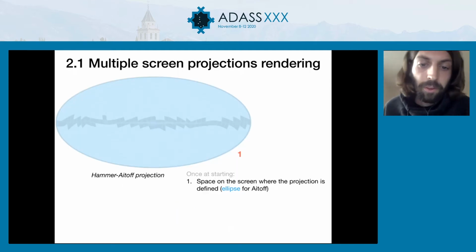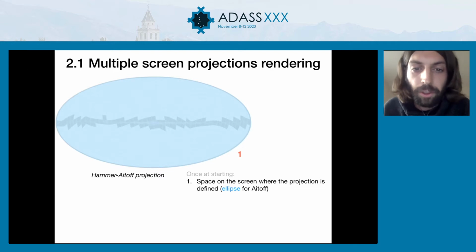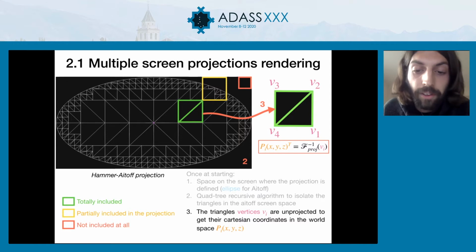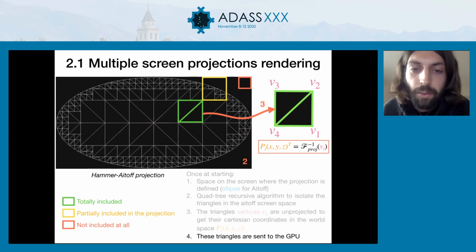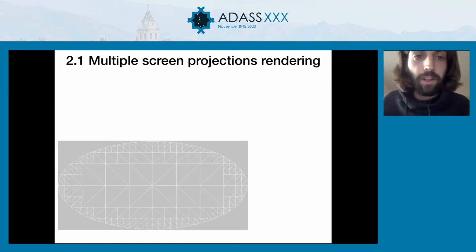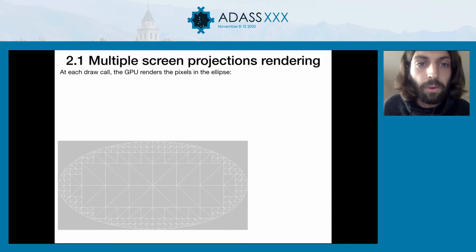First, we define the space where the projection is valid. So it is the blue ellipse for Hammer-Aitoff. Then I get the triangles that are inside that space. For that, I use a quadtree algorithm. I unproject the vertices of those triangles to get their world position, and I send that to the GPU only once at the start. And each time I draw, the GPU will render the pixels in that ellipse.